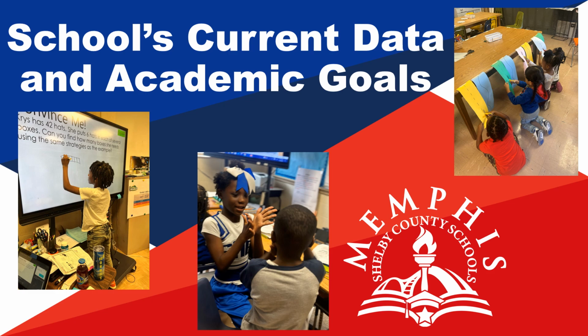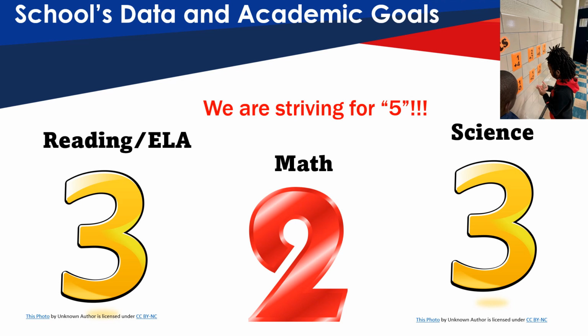Next, we'll talk about our school's current data and academic goals. Parents, on the screen you will see our school's current data as of our last TCAP assessment. You will see that we have a growth score of a 3 in reading and English. We have a growth score of a 2 in math and a growth score of a 3 in science. 3 is the average amount of growth that students should make each year, and you will see that we have a level 3 in reading and science, but in mathematics we do need your help, parents.